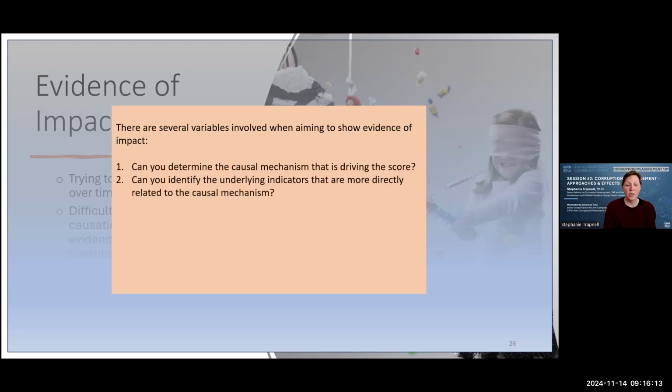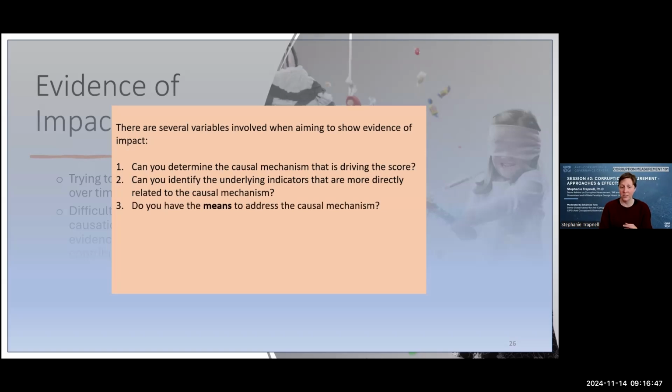Number 1: can you determine the causal mechanism that is driving the score? Do you know why these indicators have the scores that they do? And can you link your indicators, or the indicators within that measurement initiative, directly to the causal mechanism? If you do not know why a score is what it is, if you don't know what is causing it, then you don't know how to change the score. That's really important.